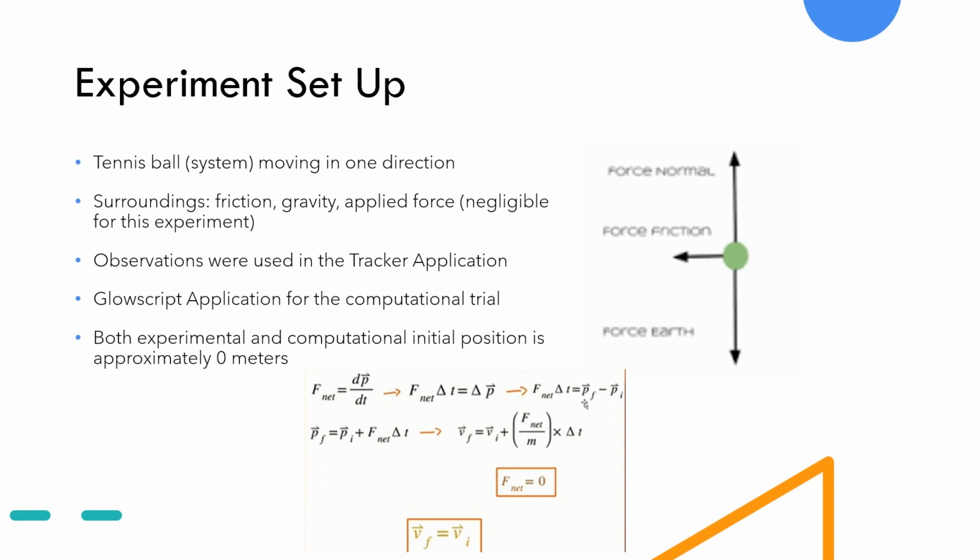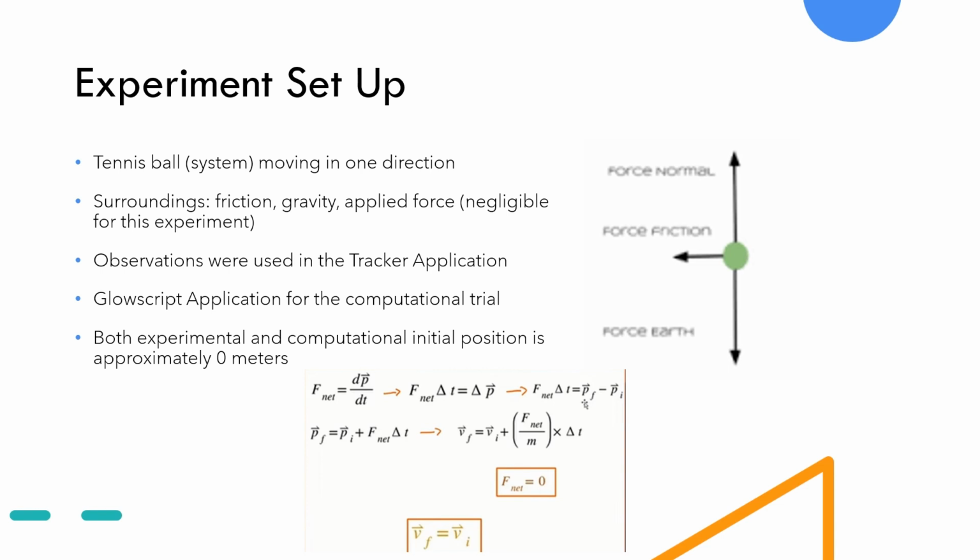We will use the Tracker application to observe the tennis ball going across the floor. The Glowscript application is used for the computational trial, and both the experimental and computational initial positions are going to be approximately 0 meters. The right side picture is a free body diagram showing all the different forces exerted on it, but as you can see, it is not showing constant velocity. So in order to account for that, we're going to set F net, which is your net force, equal to 0, and we will use the velocity update formula to find the final velocity.